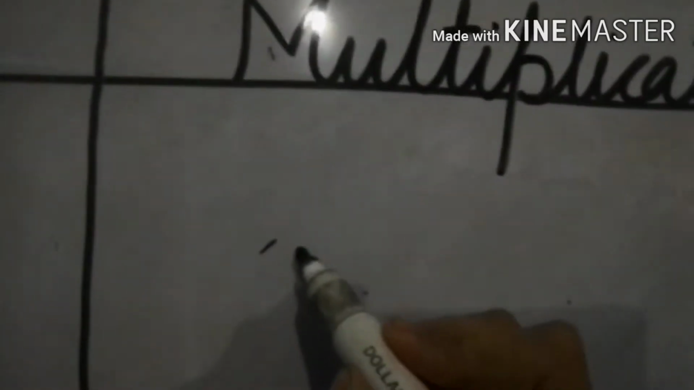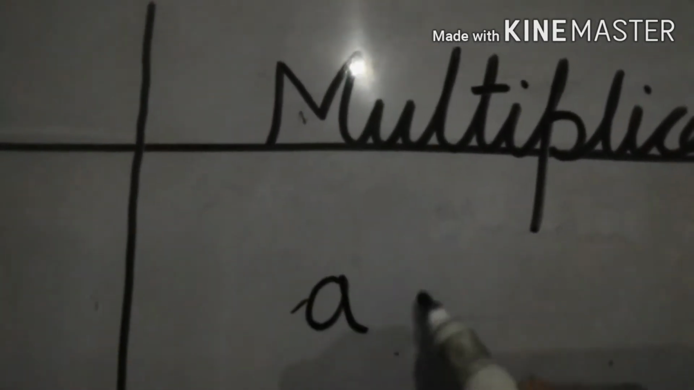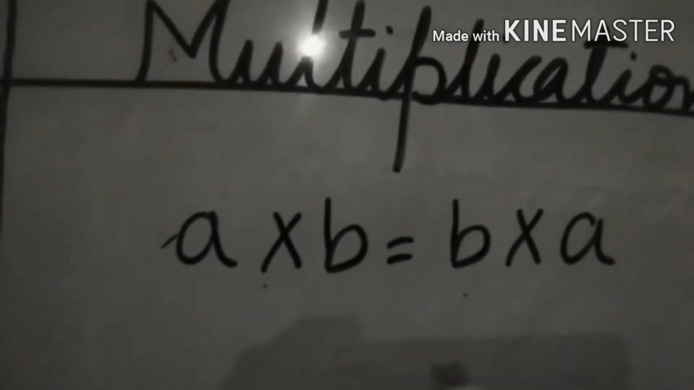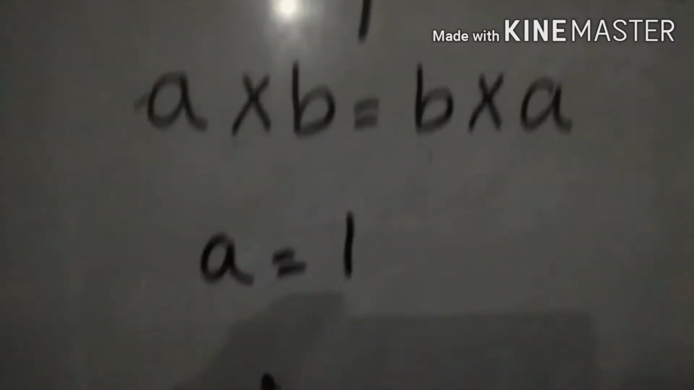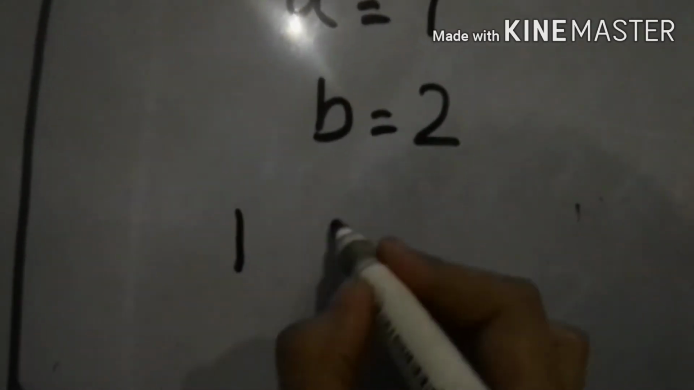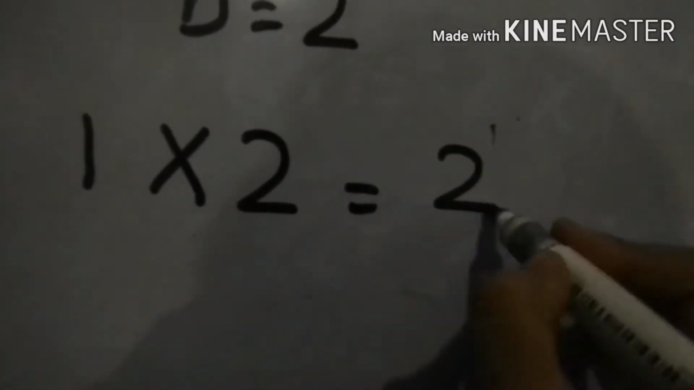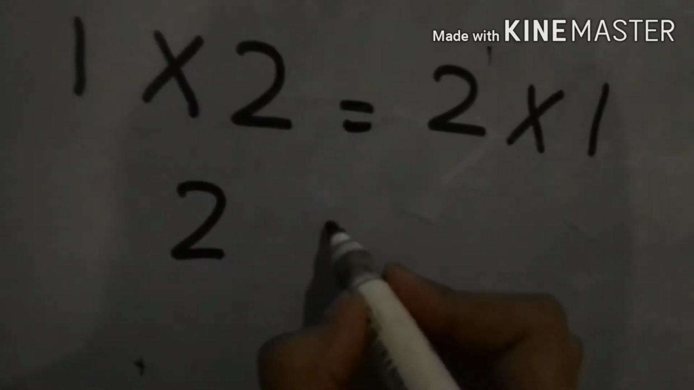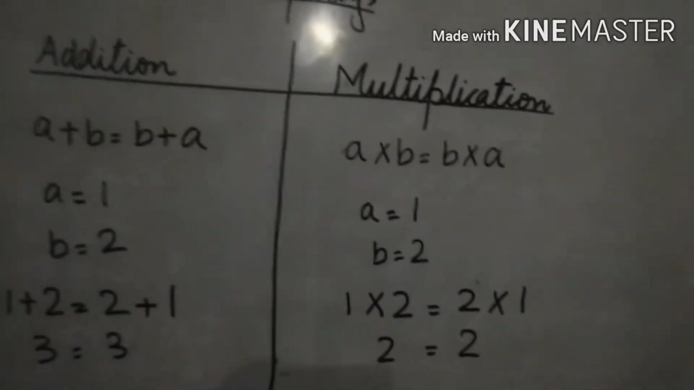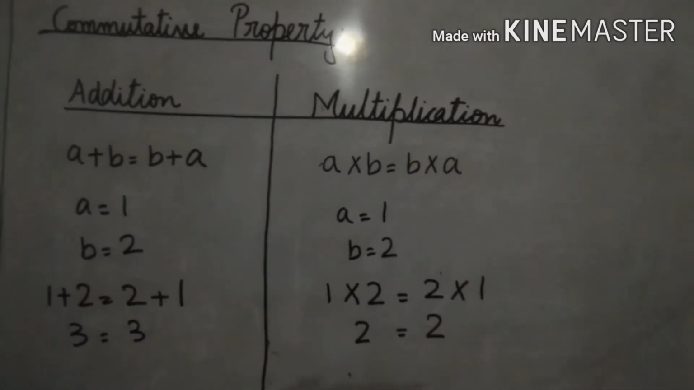Same case is in the multiplication. If I multiply two or more numbers in any order, the answer will be the same. For example, I multiply A by B and B multiplied by A. I am taking A as 1 and B as 2. Whether I multiply 1 by 2 or 2 by 1, the answer will be the same, 2. This is known as the commutative property of multiplication.